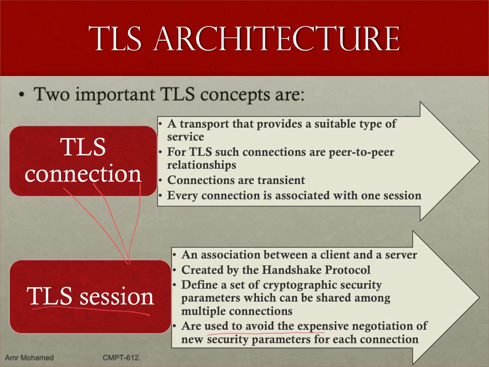The TLS connection is a transport layer thing that provides a suitable type of service, layer tunneling service. For TLS, such connections are peer-to-peer relationships, which means that it provides bi-directional communication. And as we will see in a minute, the TLS connection maintains 3 keys from the client to the server and 3 keys from the server to the client. Okay?